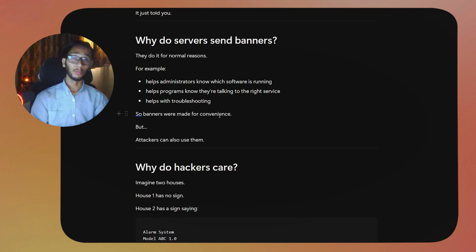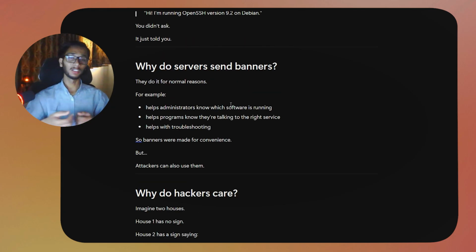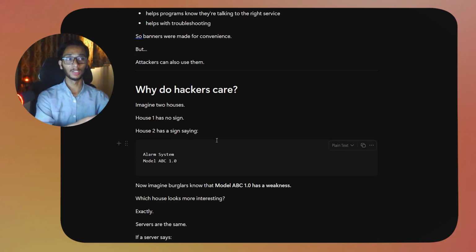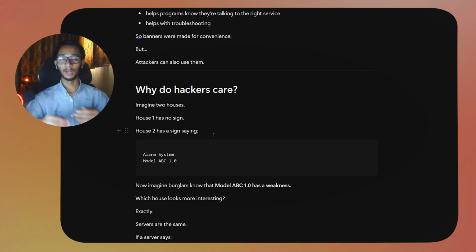So these are the legitimate reasons the server sends banners when somebody connects to it. But if we zoom out and look at banners, they can also be abused by an attacker. It can be used in a bad way. As I said, when you connect to some server, most of them send you whatever they are running and with what version. For example, imagine there are two houses, not a single house. The first house has no sign, nothing, you cannot tell anything about it, while the second house has a sign saying it is using some specific model, ABC 1.1, whatever that is.